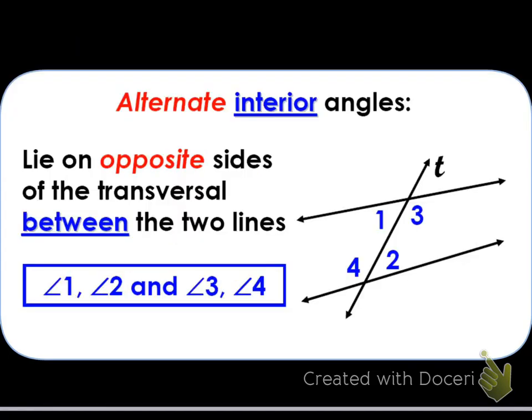Okay, in our transversal we have alternate interior angles, so they alternate the sides, so one on one side, one on the other, and they sit on the inside of the parallel lines. So alternate is what is going to be happening on the transversal. So that T that's cutting into it, they're alternating. So one on one side, one on the other. And then the second word is going to be talking about what's happening within the parallel lines.